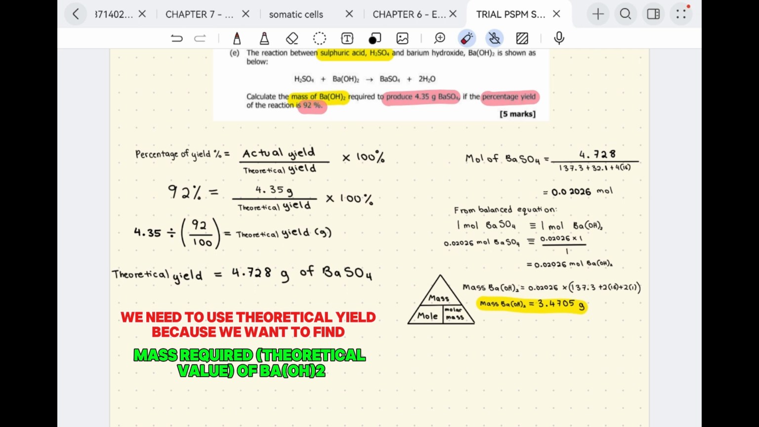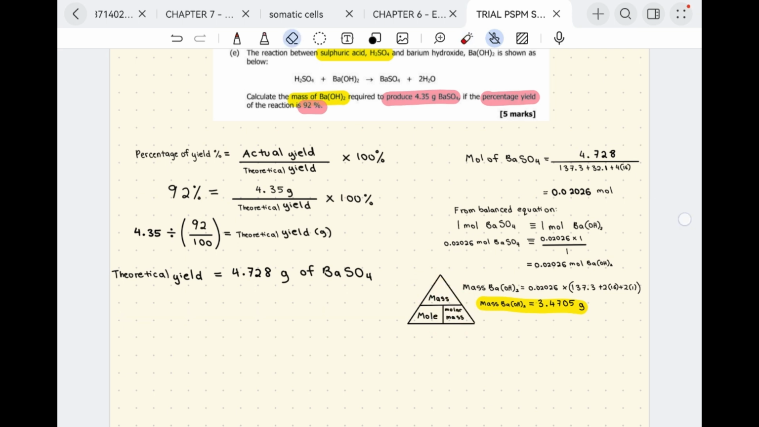We use the formula of mass over molar mass because we already obtained the theoretical mass of barium sulfate. We just need to divide by the molecular mass of barium sulfate and we will get the mole of barium sulfate, which is 0.02026 mole. Now we have the mole of barium sulfate.